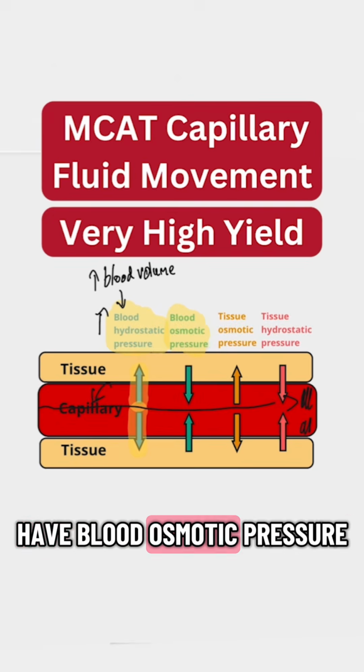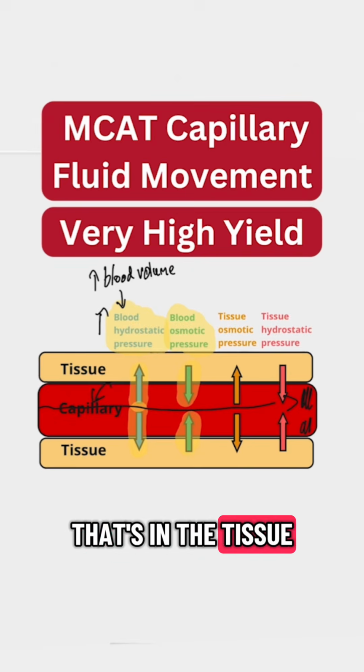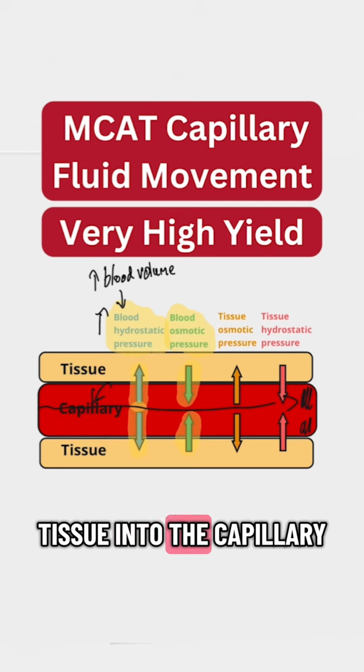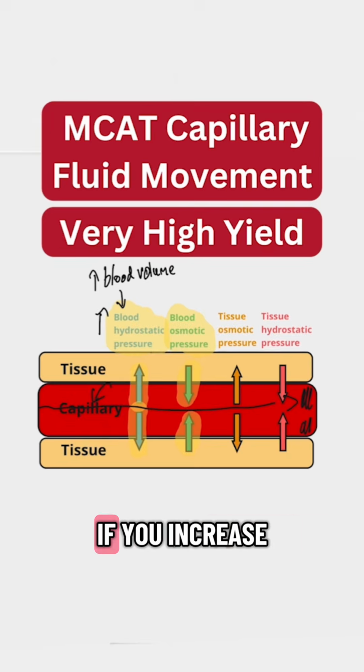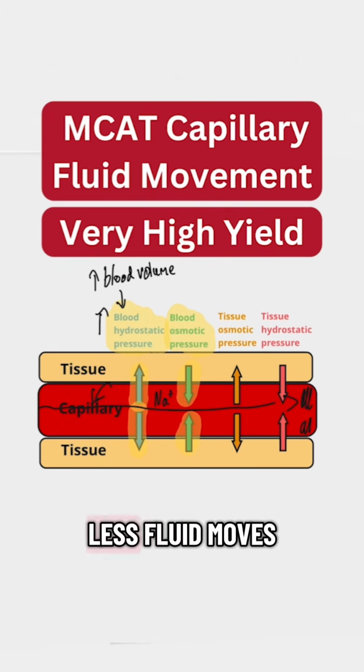Next, we have blood osmotic pressure. This is the pulling force that solutes in the blood exert on the fluid that's in the tissue. So it's pulling fluid from the tissue into the capillary, as shown by those green arrows. If you increase the amount of solutes like sodium in the blood, that's going to increase the blood osmotic pressure. As that increases, more fluid moves into the blood, and as it decreases, less fluid moves into the blood.